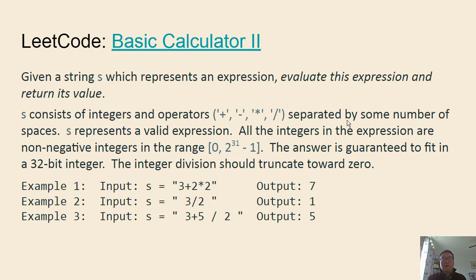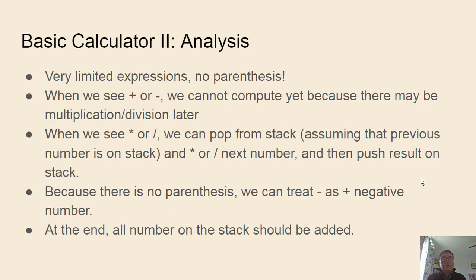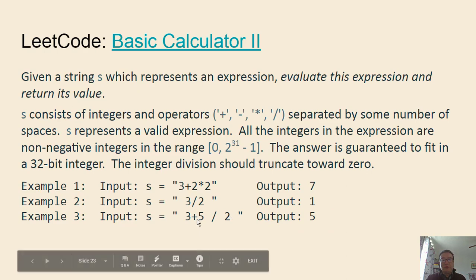So in some sense, all we get is a bunch of things using multiplication and division that can be evaluated, and then they are either added or subtracted together. And because of that, the implementation of this is relatively straightforward. So what do we do? If we scan through the expression from left to right, when we see a plus or minus, we cannot compute yet because there may be a multiplication or division later. So for example, here when we see this plus after 3, we can't really do much. So we have to wait.